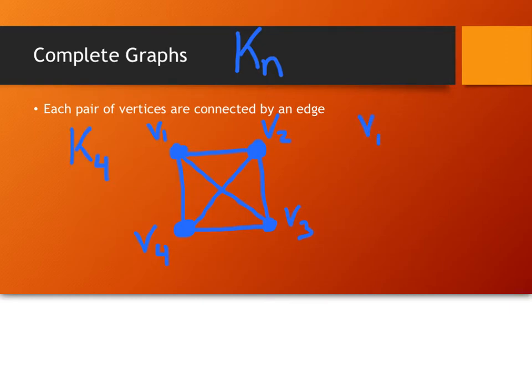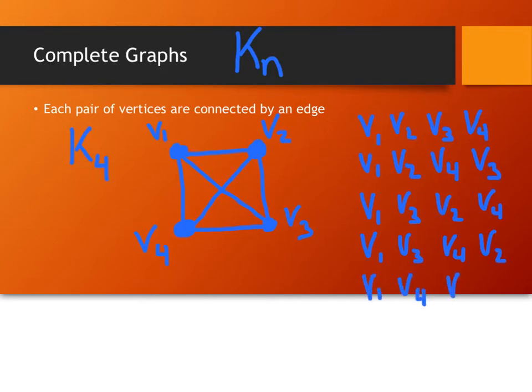Let's start at V1. If I went from V1 to V2 to V3 to V4, that would have been a Hamilton path. I could have rearranged anything, any order that I want. So let's switch the last ones. That's another Hamilton path. V1, we'll start at V3. V2, V4, that works. V1, V3, V4, V2, that works. V1, V4, V3, V2, V1, V4, V2, V3.